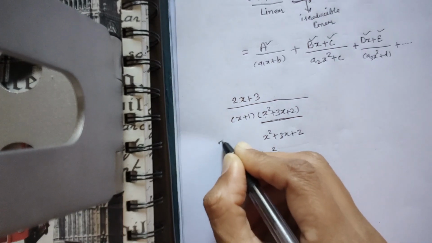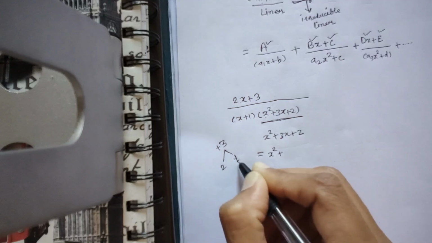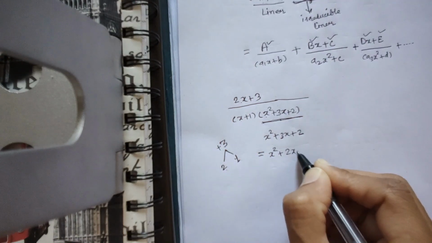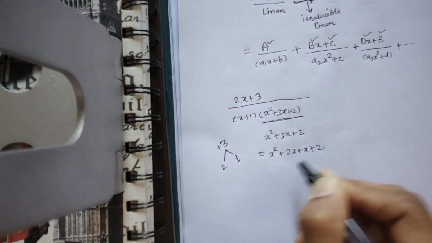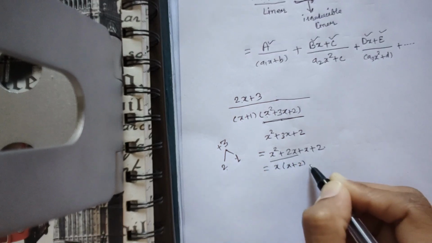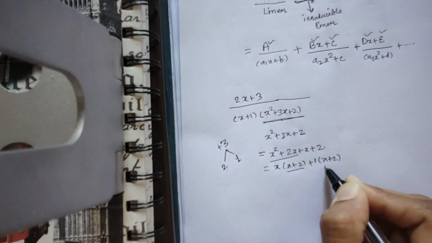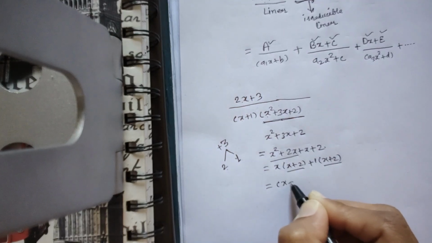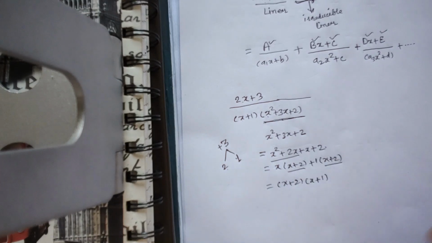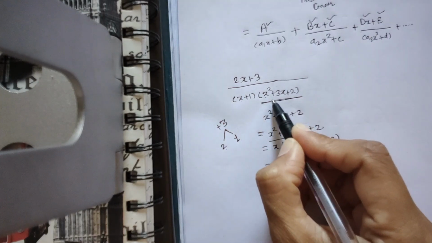So what factors will I get? 2 into 1 is 2, and 2 plus 1 is 3. So x square plus 2x plus x plus 2. I am taking x common, so x plus 2 common from these two, plus 1 common, so x plus 2 remaining. I am taking x plus 2 common again, so x plus 2 into x plus 1. This is the linear factor form of this quadratic equation.